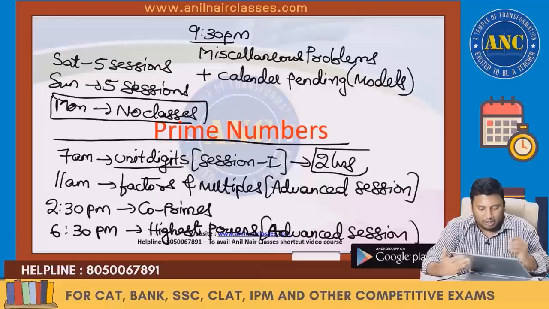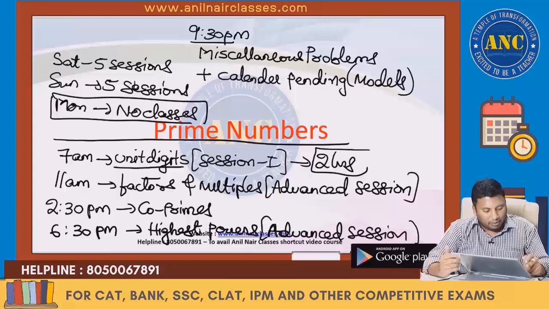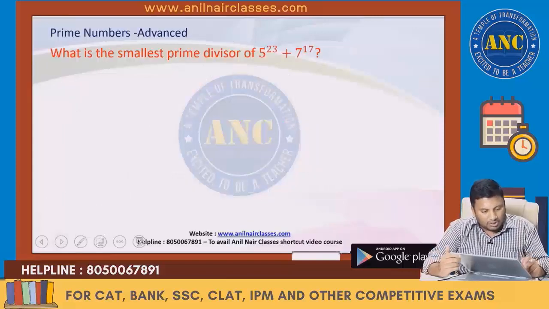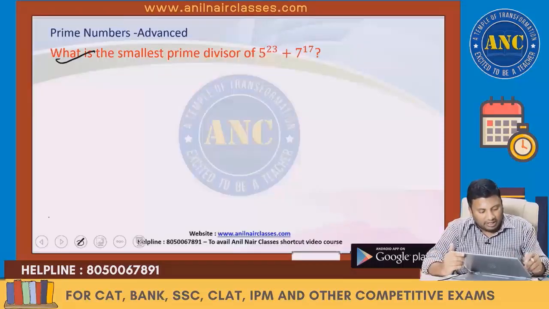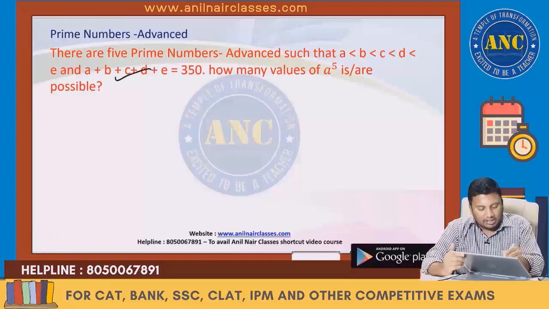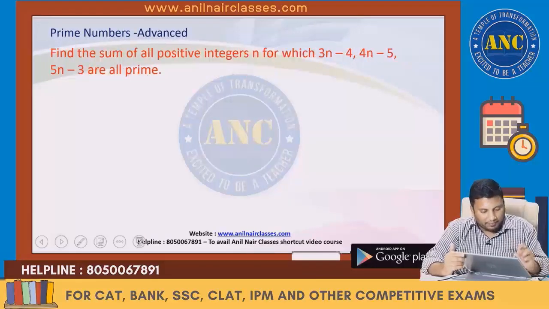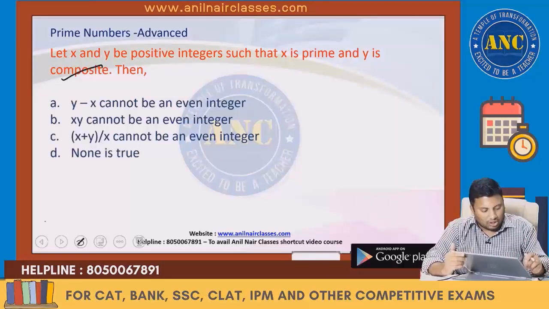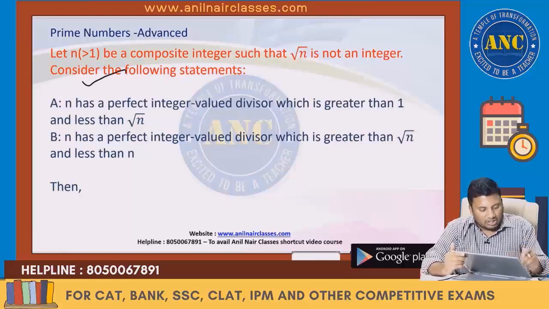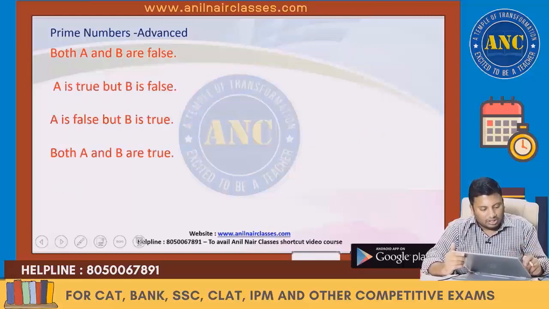Straight away we'll get into prime numbers pending problems. What are the problems pending? First one we did it, odd plus odd is even. Second one we did it, the answer is 32. Third one we did it. Fourth one also we did it. Fifth one, this question also we did. Sixth, this question also we did.